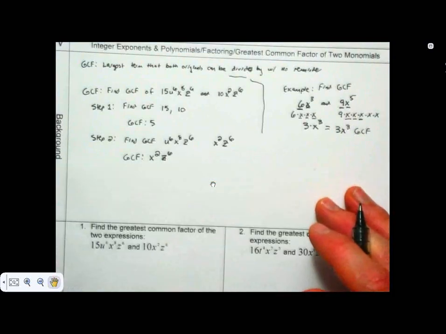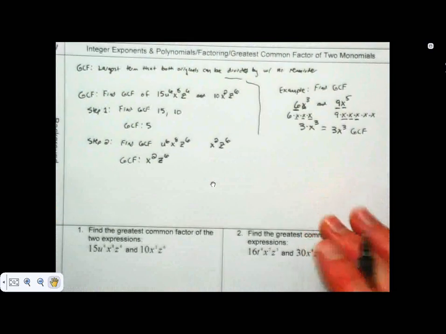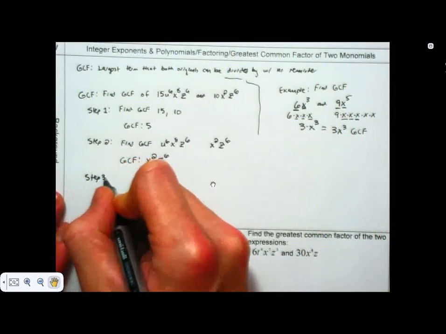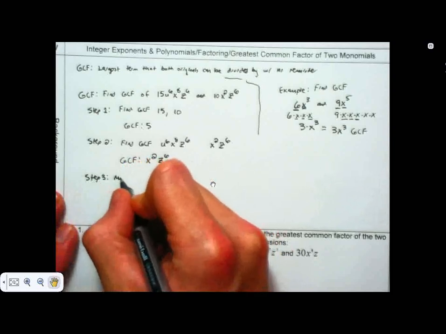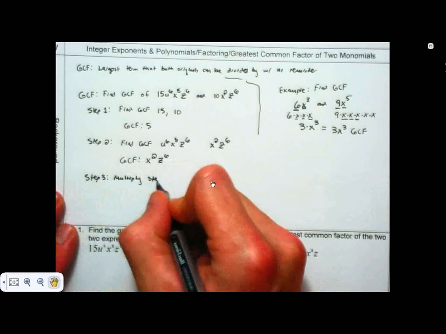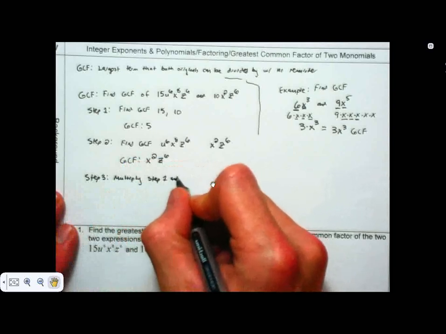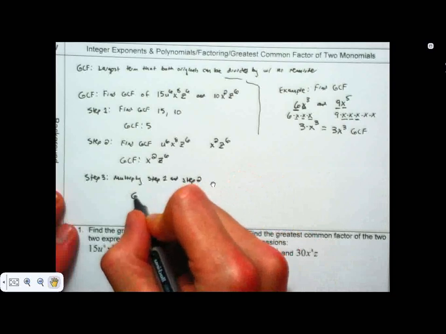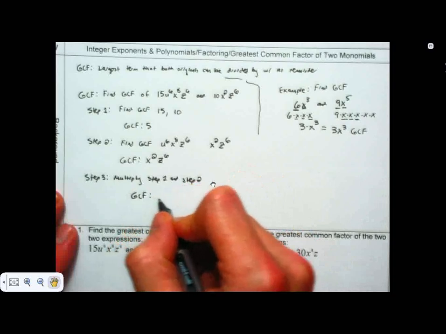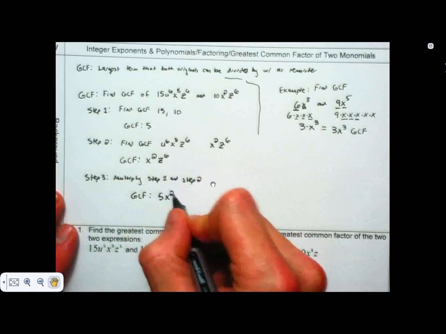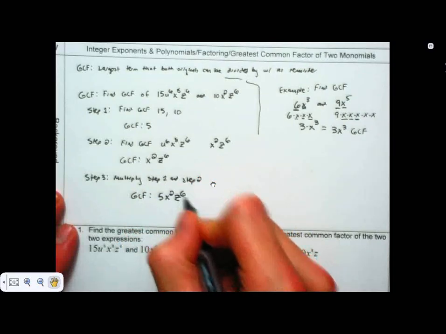And so the final step in the process is just multiplying step 1 and step 2 together. So we've got overall our GCF is going to be 5 times x squared z to the 6th.